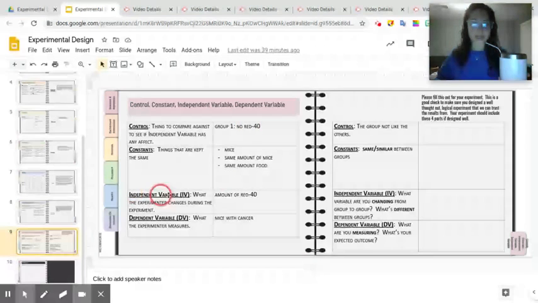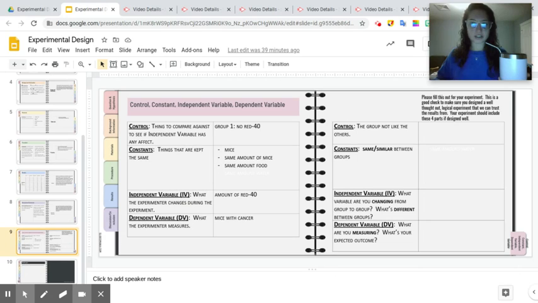So my independent variable is changed from group to group. Lastly, my dependent variable is what I was measuring, my expected outcome, and that was the mice that got cancer. I was expecting mice to get cancer during the experiment because I was measuring how many of them developed cancer.